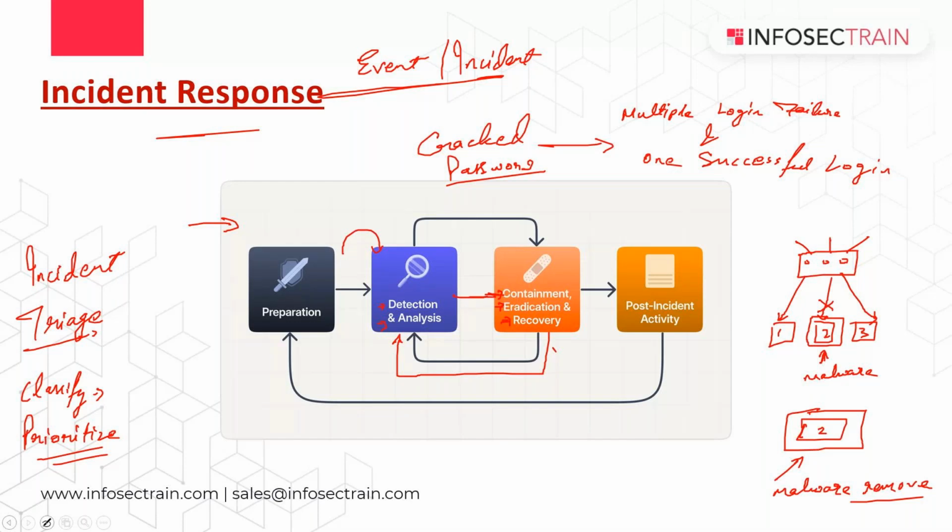Then we have post incident activity. Finally, when everything seems to be right, we go for the post incident activity. It would be your lessons learned. Like where we fell short, what went wrong, how we can do better. So documentation will be done, and we'll discuss it there.